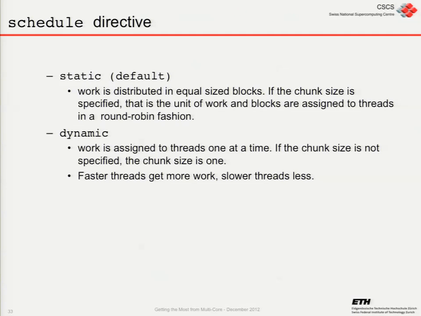Faster threads get more work, slower threads get less work. When we say faster and slower, we're not talking in terms of the clock speeds or anything here. Normally we're talking about threads that simply had less to do in their iterations, so therefore they're faster to get their work done.